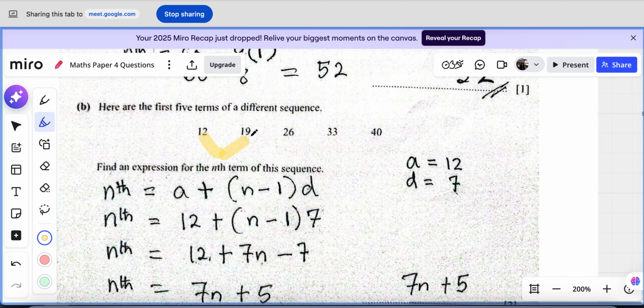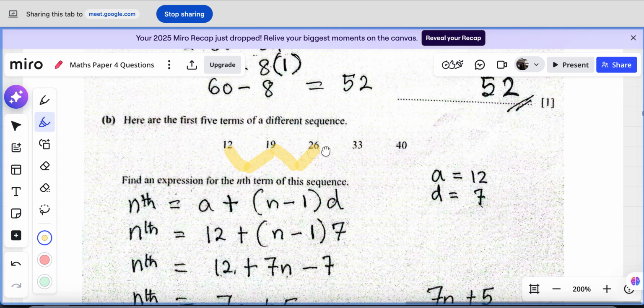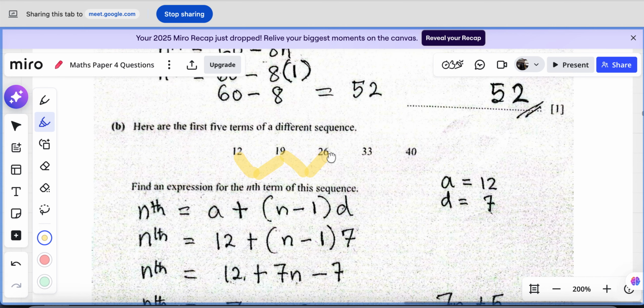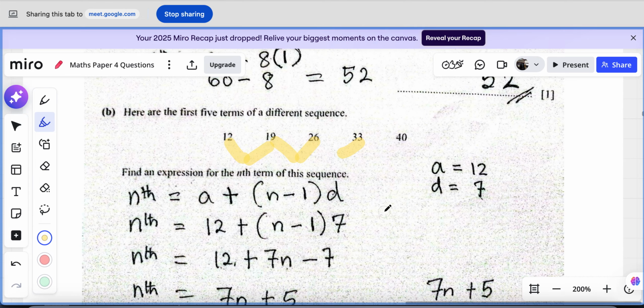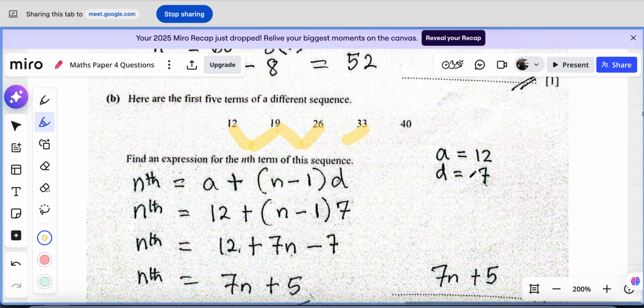And you have to double check here also. By saying 26 minus 19, you also get 7. 33 minus 26, we also get 7. Is that okay? So since that is the case, then we can confidently say that the common difference is 7. Then we use the formula for calculating the n-th term of an arithmetic sequence, since this is an arithmetic sequence.